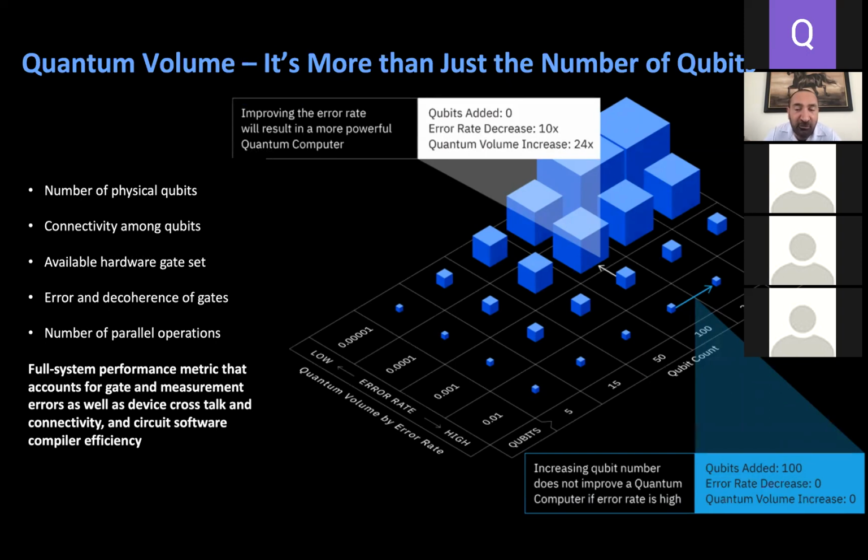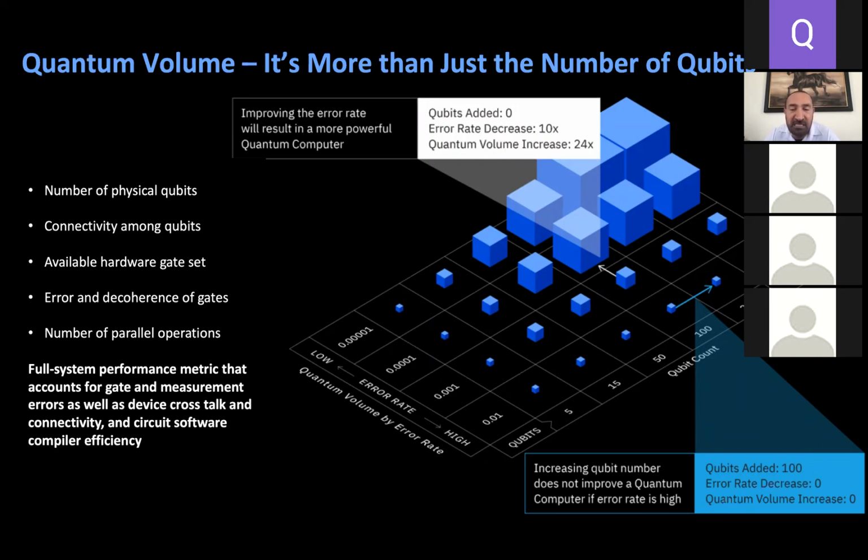Truthfully, the number of qubits is not the right unit of measure to assess the computational power of a quantum computer, because many other things have to be taken into account, like the connectivity between the qubits, the hardware gate set, the error of the gates and the decoherence of the gates, the number of parallel operations that can be performed. Basically, we need a unit of measure that takes all these components into account, including the number of qubits.